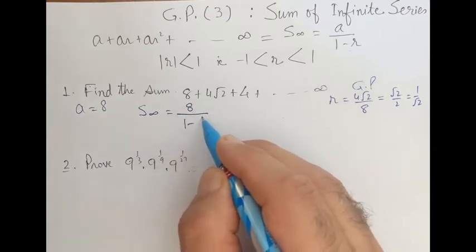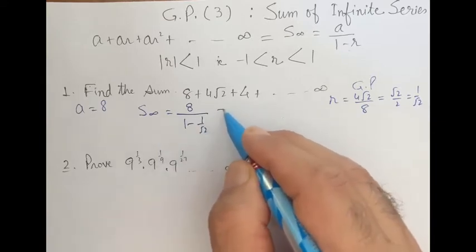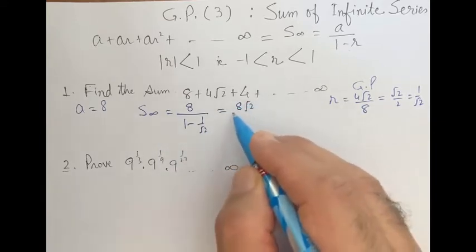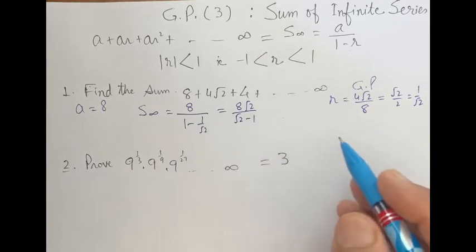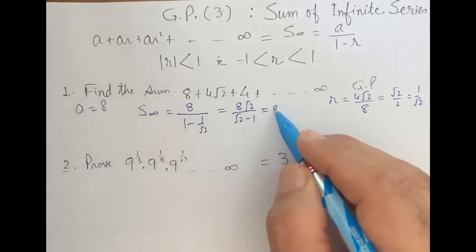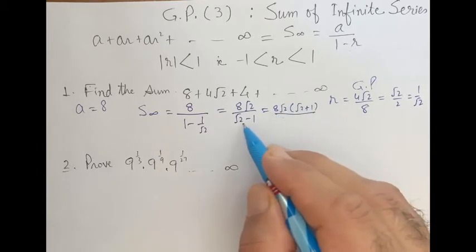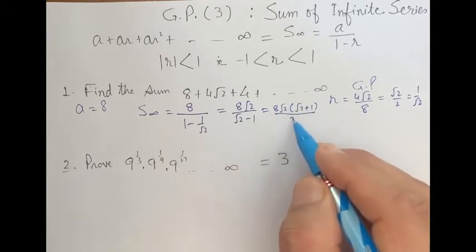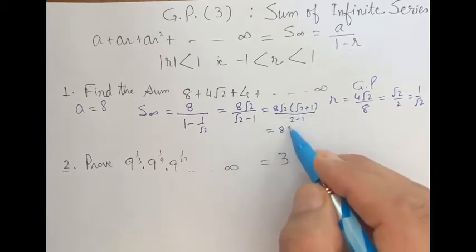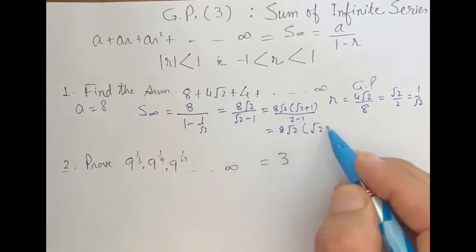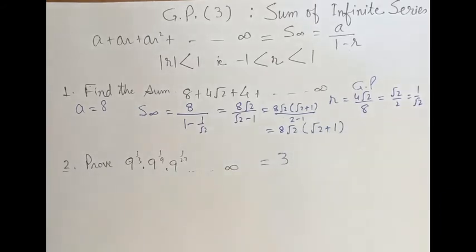and sum to infinite number of terms will be first term a, 8, upon 1 minus common ratio, that's 1 by root 2, is 8 into root 2 upon root 2 minus 1, and we rationalize this by multiplying by root 2 plus 1. Root 2 minus 1 into root 2 plus 1 is 2 minus 1, so it's 8 into root 2 into root 2 plus 1. This is sum of infinite number of terms of this series.